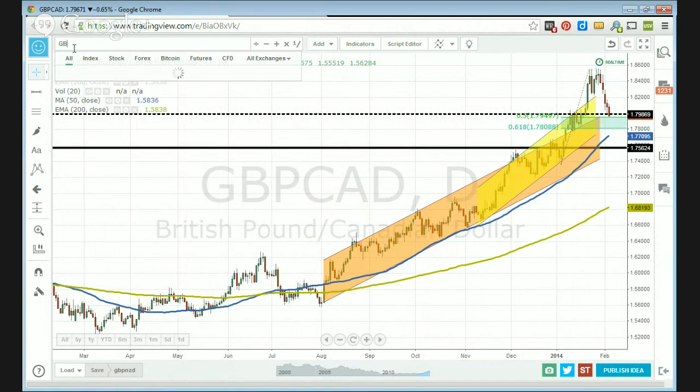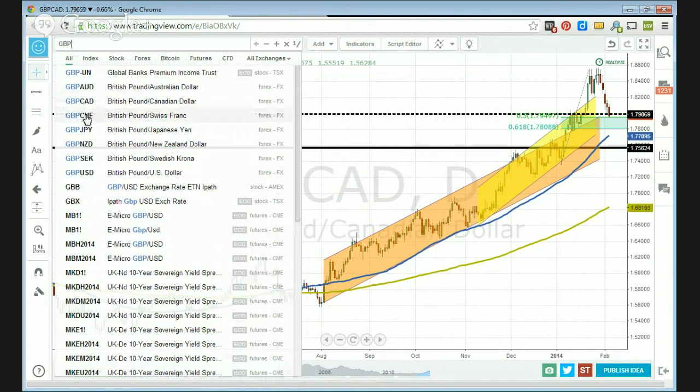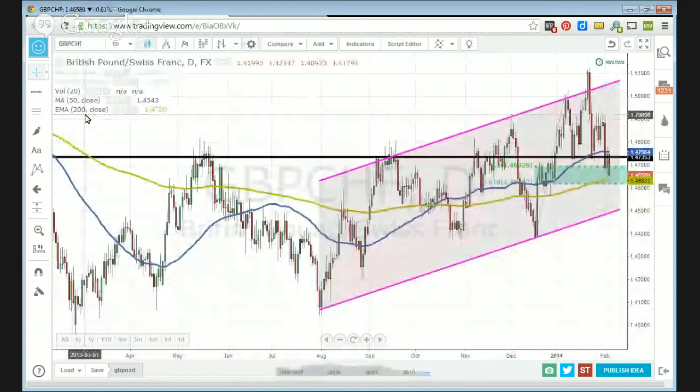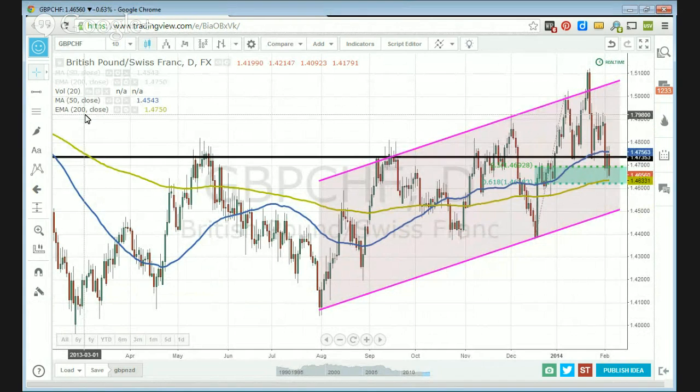Okay. Pound Canada, pound Swiss. Okay. Pound Swiss. Yeah, that is still declining. We're still on this channel of sorts. A little choppy. I'm going to stay away from pound Swiss at this time. It's too choppy, and I don't really see the levels as clearly as I'd like.